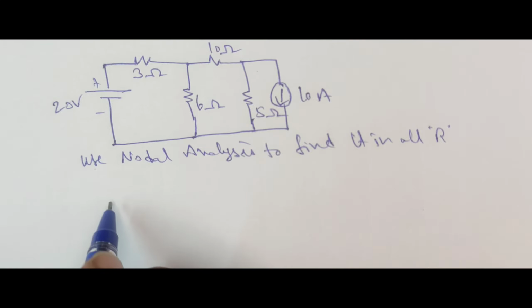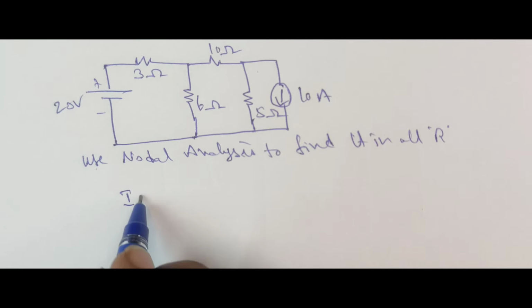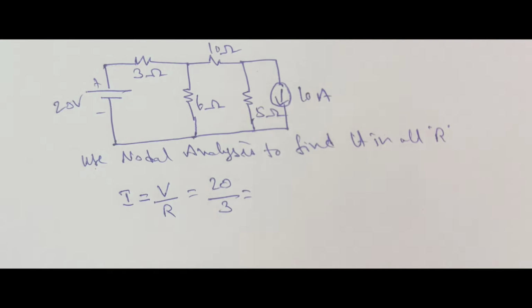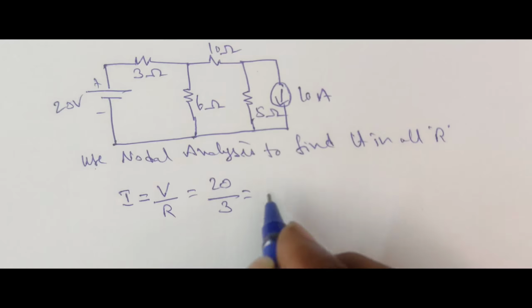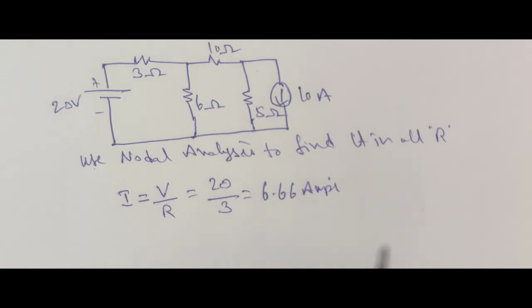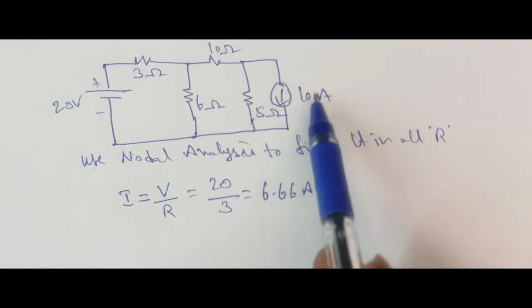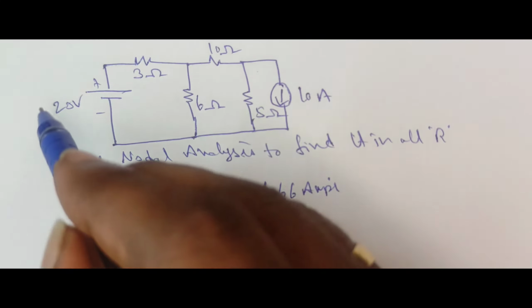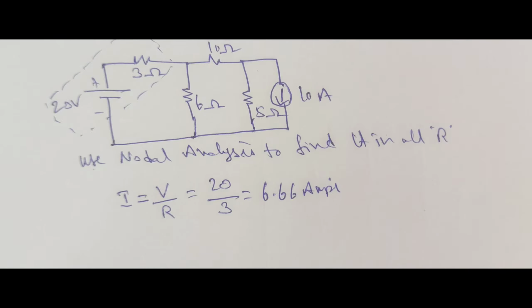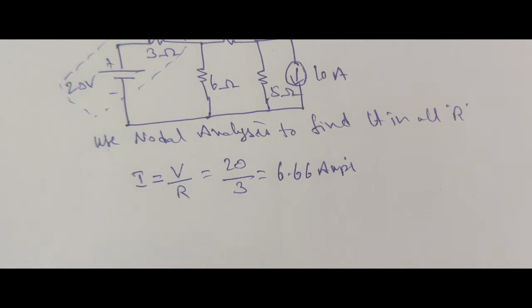So I need to convert that into a current. For that, once again we need to use Ohm's law. According to Ohm's law, the formula for the current is I equal to V by R. V is 20 and R is 3, and the answer for this is 6.66 amps. Now please remember this portion of the circuit we haven't touched. We applied source transformation only between these two. For this only we need a circuit rearrangement, not the previous one.